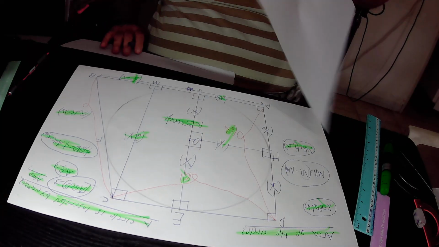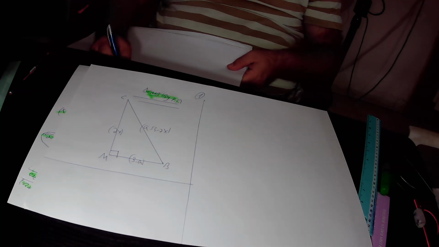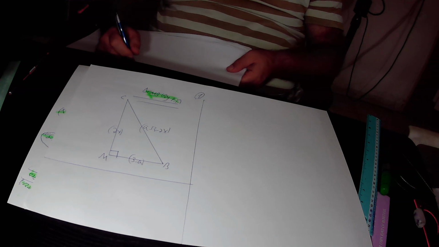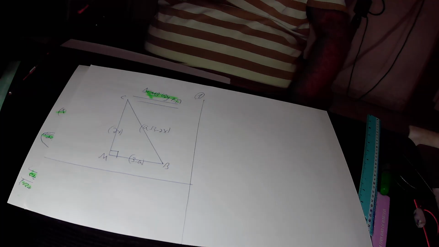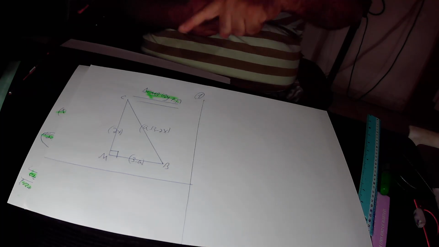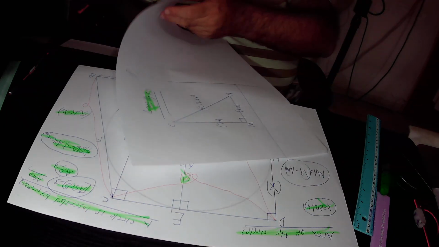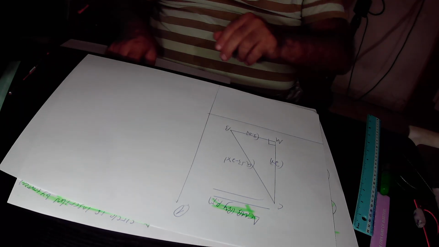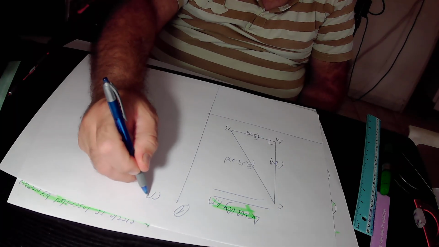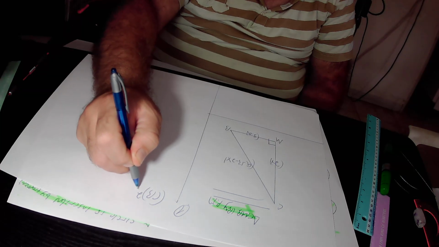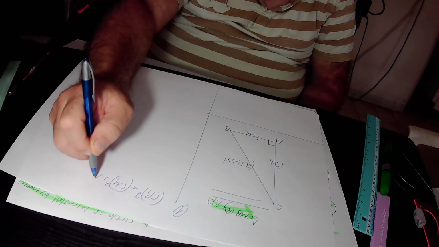So actually, this is the right triangle CMB according to the original diagram. According to the Pythagoras theorem, CB squared, that is the square of the hypotenuse, equals CM squared plus MB squared. So I write it down: CB squared, that is the square of the hypotenuse, equals CM squared plus MB squared.